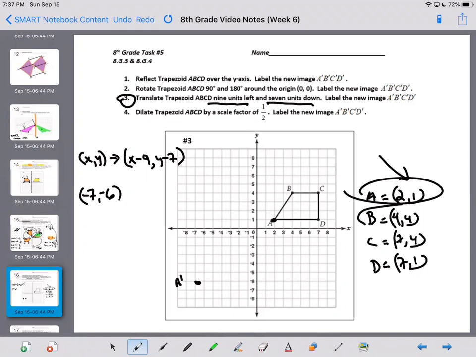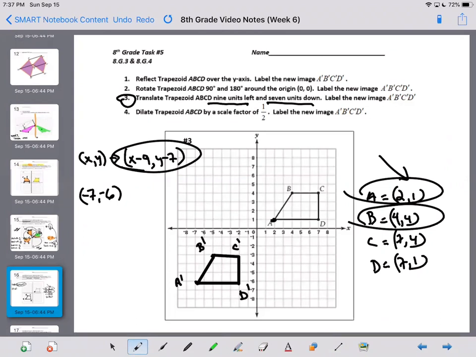B was 4, 4. Well, then let's apply the rule. 4 minus 9 is negative 5. So I'm going to go to the left 5, but then 4 take away 7 is negative 3. So I'm going to the left 5, negative 3, there's B prime. And we know D is 1, 2, 3, 4, 5 units away. And then C is only 3 units away. So that would be how we would finish off this picture.